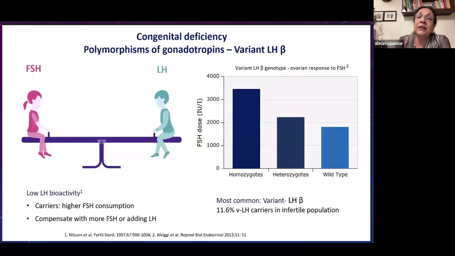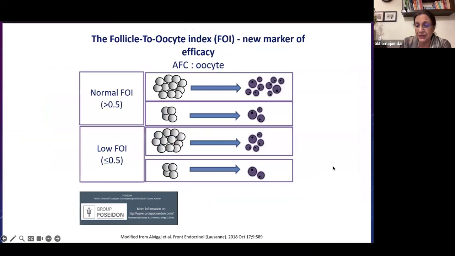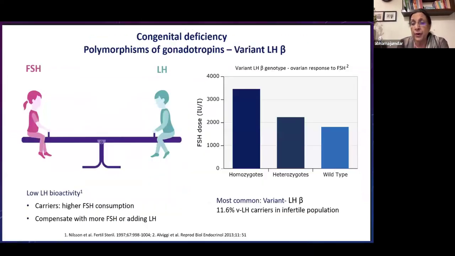Now we come to another congenital deficiency, which we've recognized very recently, for the last 10, 15 years only. That is polymorphism of gonadotropin variant LH beta. Now, there is a variant LH beta, which is homozygotes, heterozygotes, and wild type. Wild is considered normal.